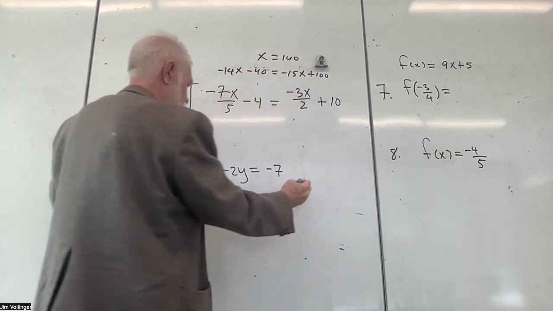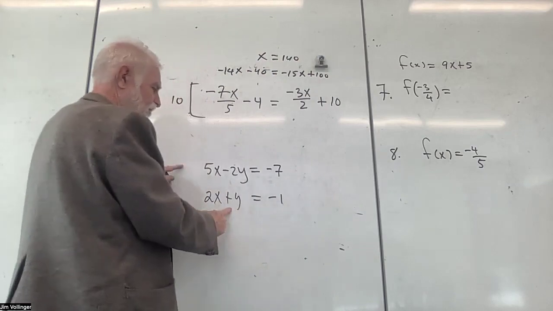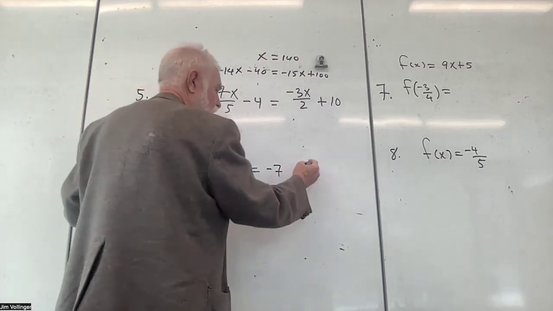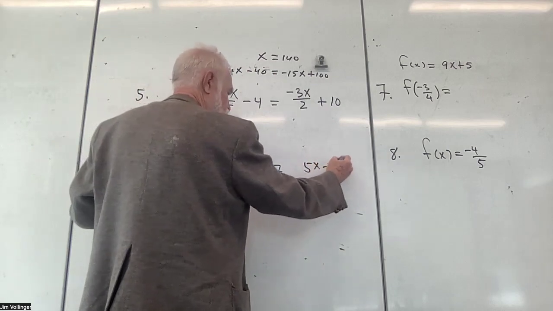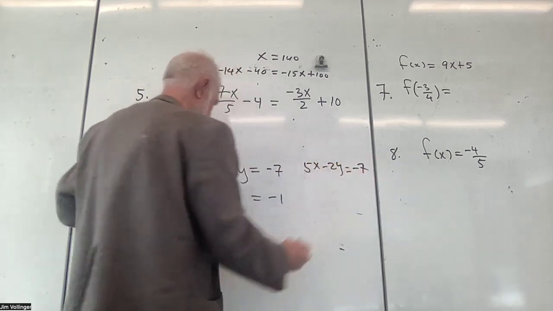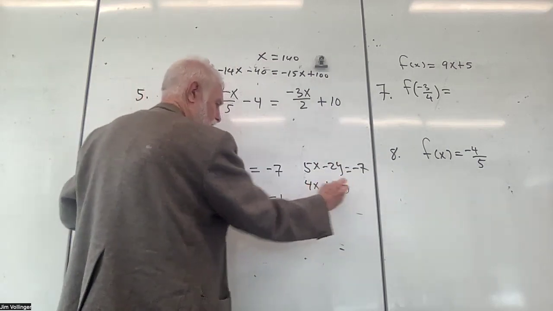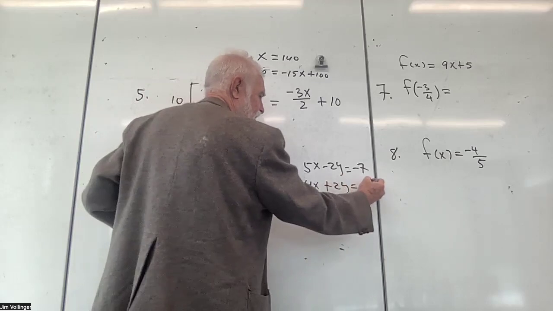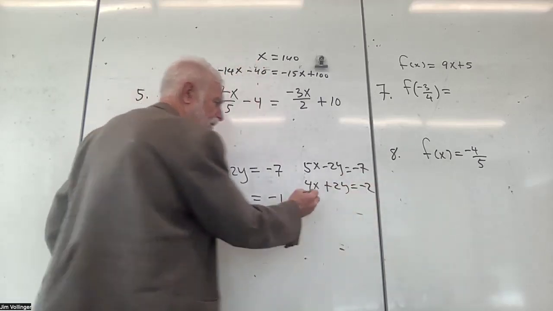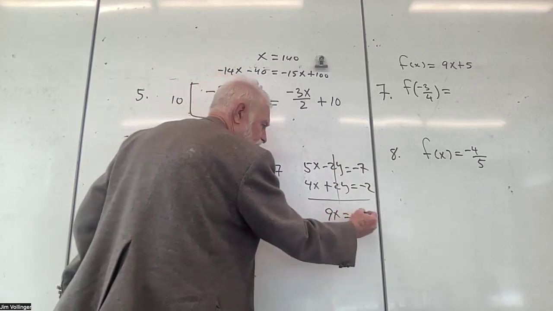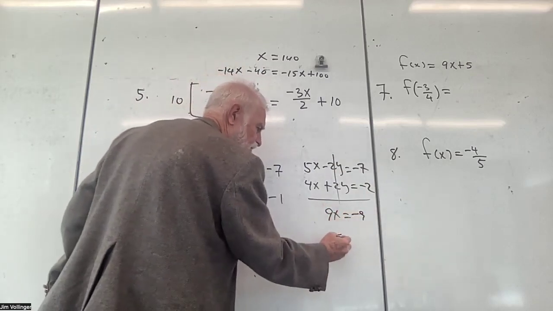Next problem. I'm going to multiply this by 2, so the y's cancel. I don't even have to write the y's, but I will. So we have 5x minus 2y equals negative 7. Multiplying by 2 gets me 4x plus 2y. Multiplying by 2, I have to say that to myself or I'll probably write positive 2 there. All right, so that did cancel. We get 9x equals negative 9. Nice numbers, so you don't have to work too hard.